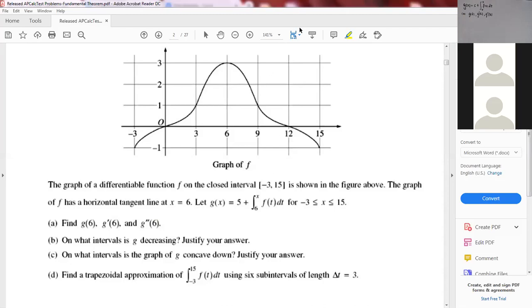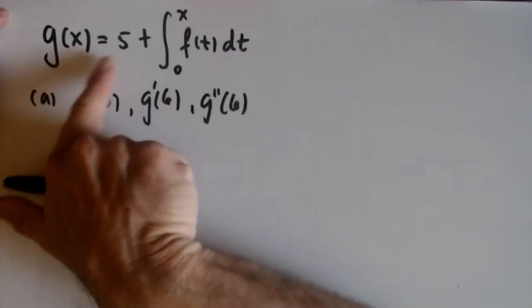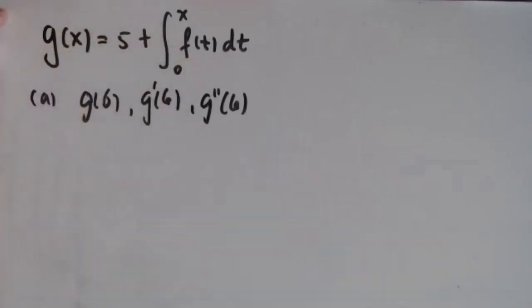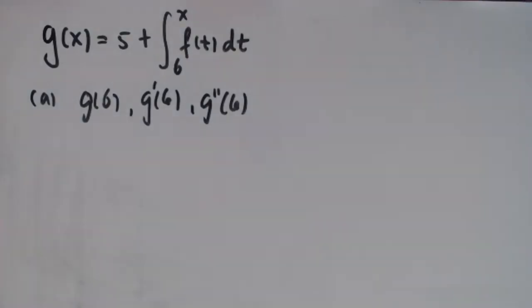Okay, let me just stop sharing now. Here is the screen. You see that screen? Okay. g of x is 5 plus the integral from 6 to x of f(t) dt. This is 6. This is 6.